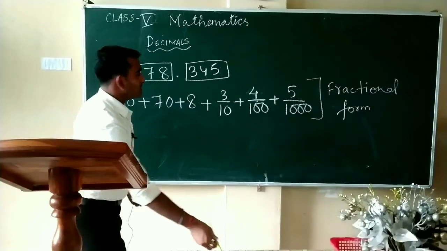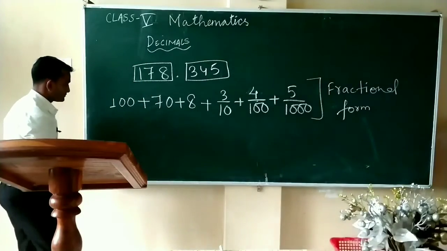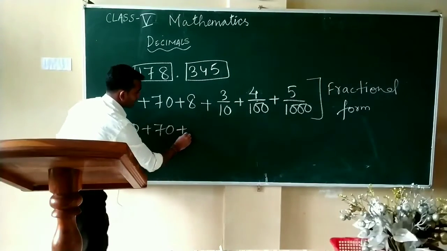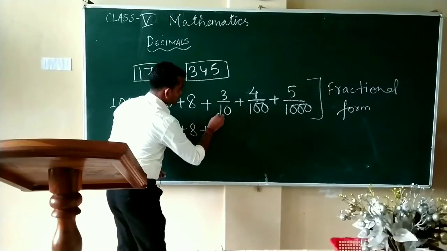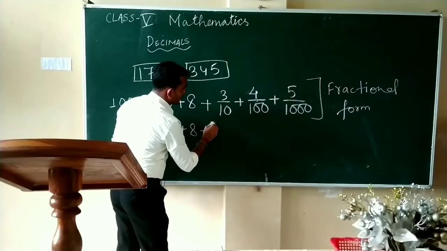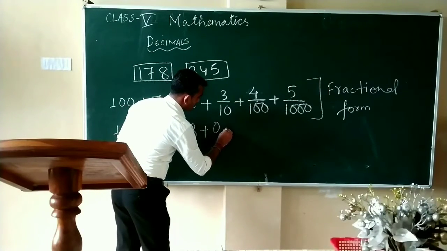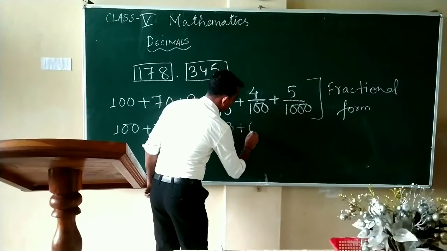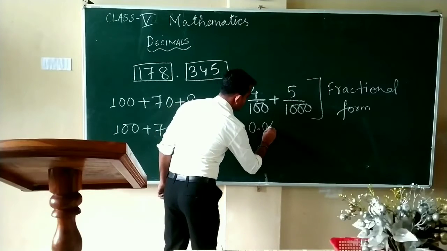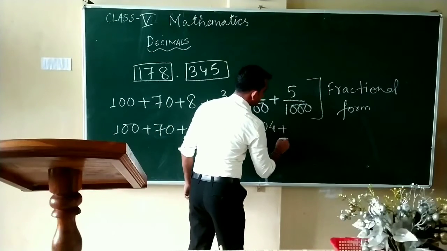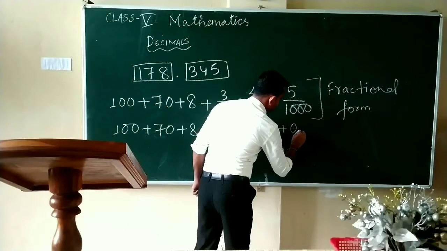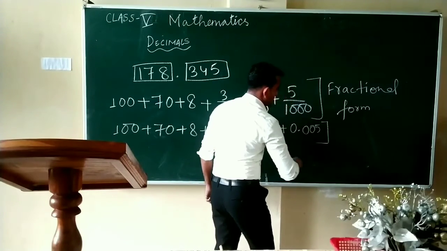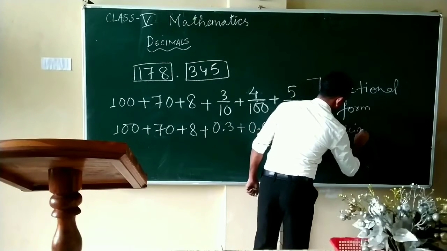Now in decimal form, it can be written as follows: this number will be the same. This number, although it is divided by 10, can be written as 0.3 plus 0.04 plus 0.005, and this is the decimal form.